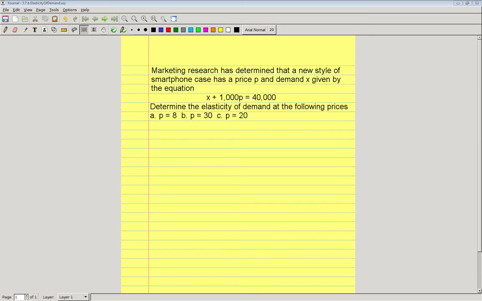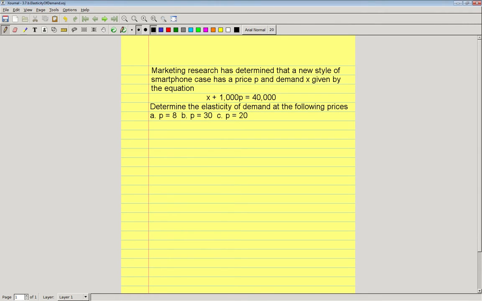Marketing research has determined that a new style of smartphone case has a price P and a demand X given by the equation X plus 1,000P equals 40,000. We would like to determine the elasticity of demand at the following prices. P equals $8, P equals $30, and P equals $20.